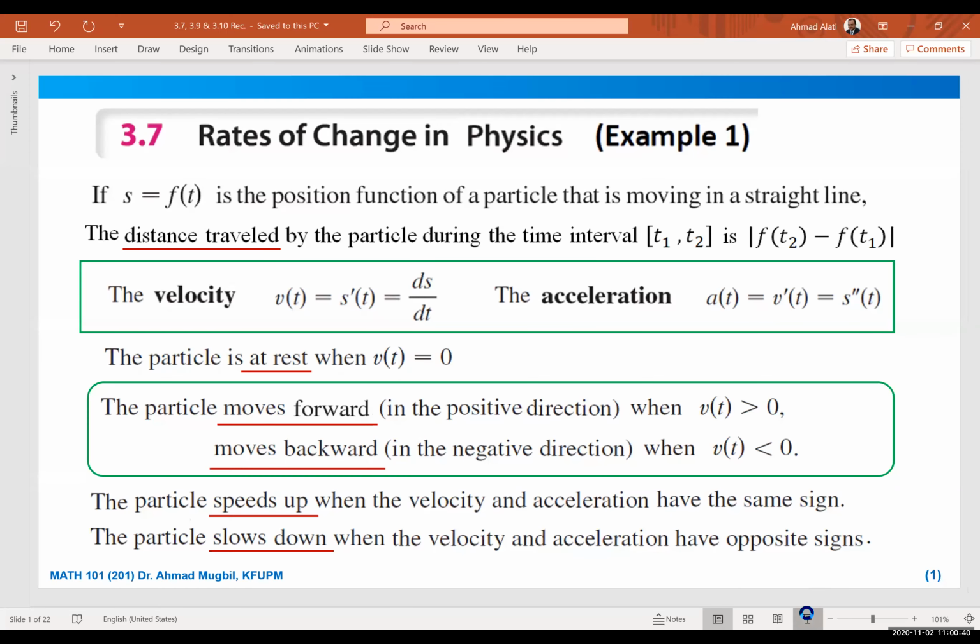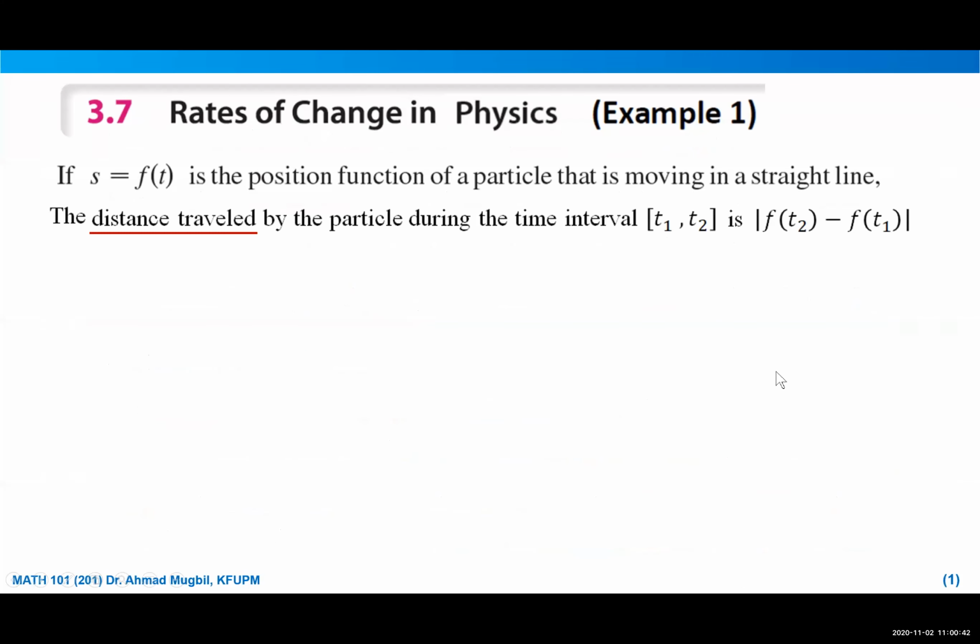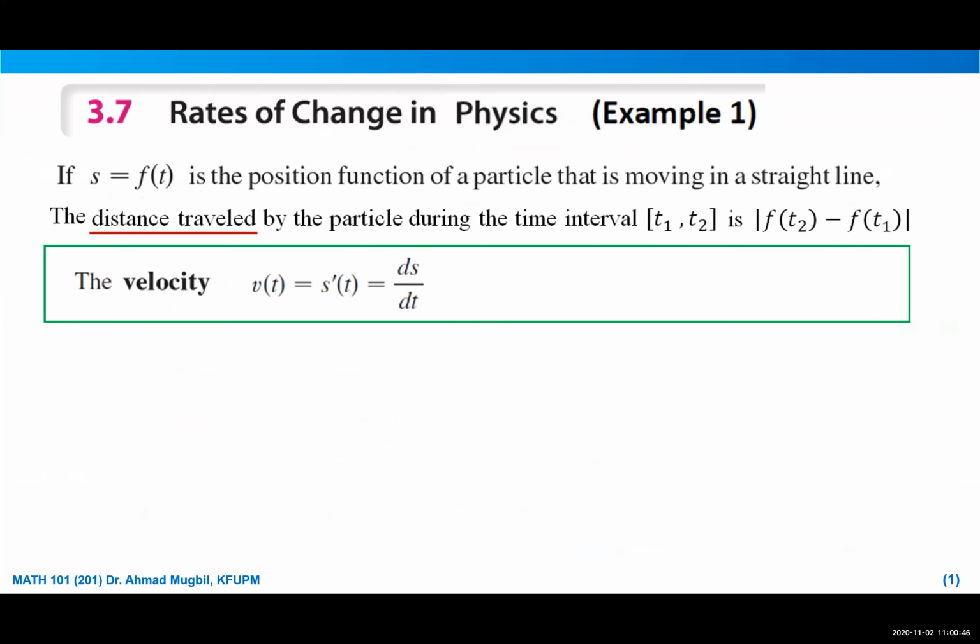So let's remember at the beginning, ya shabab, what we have in section 3.7. It's about the rates of change. You need to know that if the position function is given, then the distance traveled will be the absolute value between the interval time that you need to calculate on. When you need to find the total distance traveled, you have to consider the different intervals where the velocity is positive and negative, as we will see in the exercises.